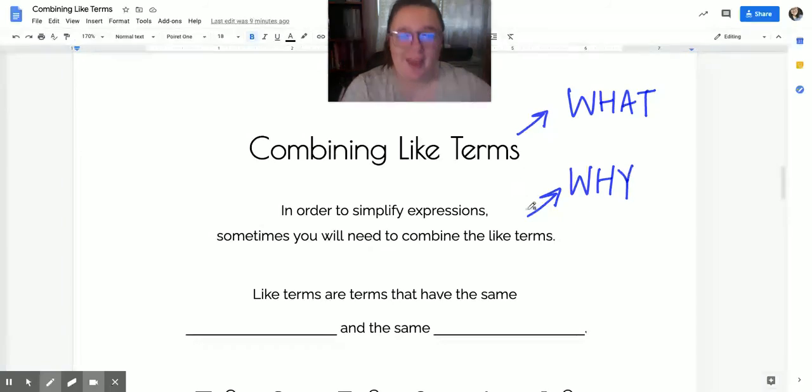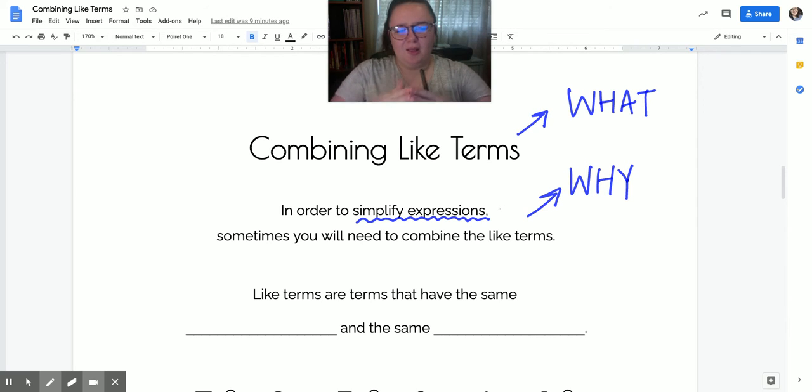The why behind it is because we want to simplify expressions. We want to make it simple. We want to make them smaller and easy for us to work with, right? We don't want these long expressions that have 30 terms. I want to change them to where it only has 2 terms, because then it's much easier for me to work with. So the why is making it simple. We're simplifying expressions.